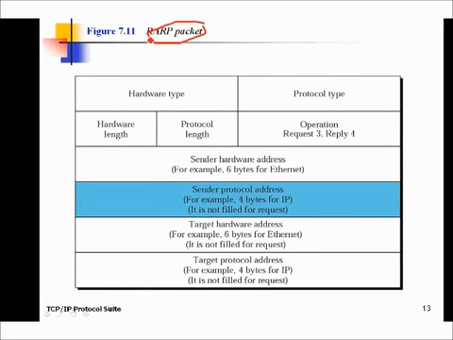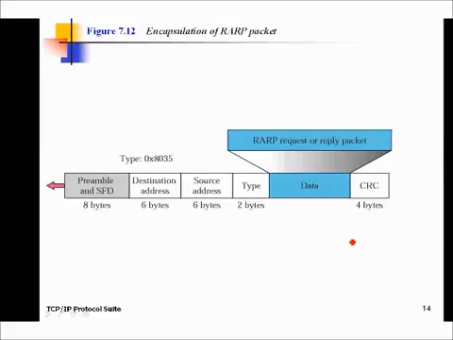This figure shows the reverse address resolution protocol packet. This figure is the same as the address resolution protocol figure, but different in two fields. Field number 1, sender protocol address, for example 4 bytes for an IP address, is not filled for the request. And field number 2 is the target protocol address, for example 4 bytes for an IP address, which is also not filled for the request.